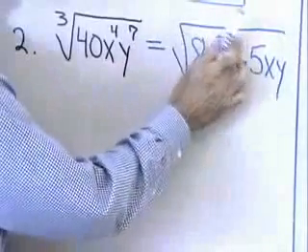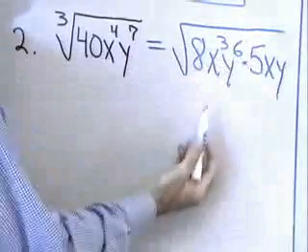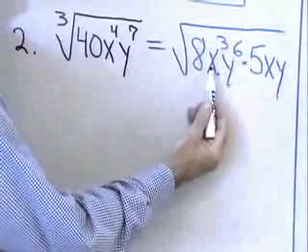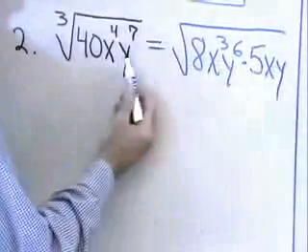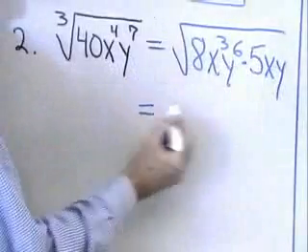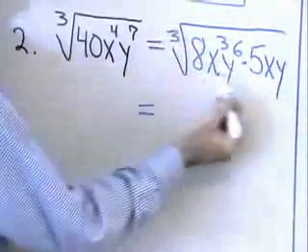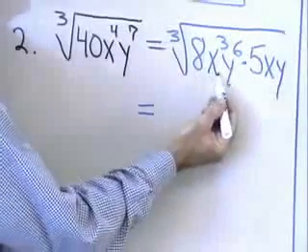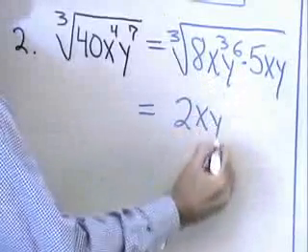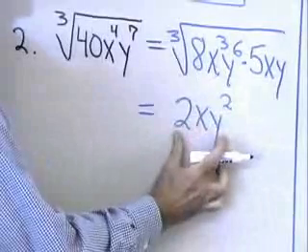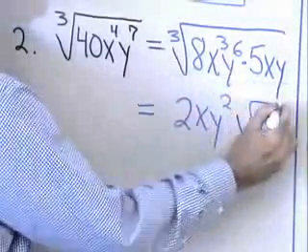Let me put it down here. The largest perfect cube that divides y to the 7th is y to the 6th. So 8 times 5 is 40, x cubed times x is x to the 4th, and y to the 6th times y is y to the 7th. Now, I'll separate this into two separate radicals and then take my cube root of each one. The cube root of 8x cubed y to the 6th is going to be 2x y squared, because this is the expression I cubed to get this right here. This 5xy is still under that cube root.